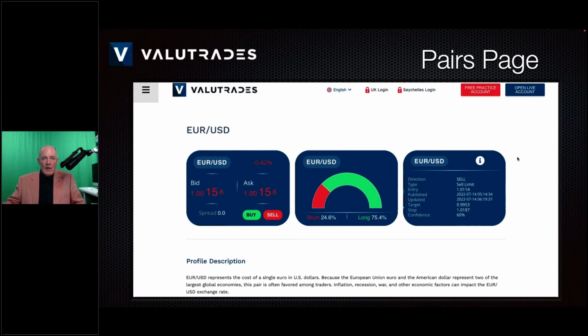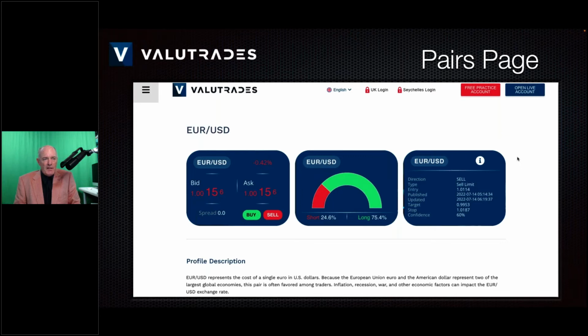Also on the pairs page, we will have the signals as well. So here we have a signal that's in place. It's a sell limit, and if you don't know what a sell limit is, that can be explained in other videos. Sell limit, buy limit, sell stop, and buy stop are detailed quite heavily in the signals webinars, and of course there are quite a few educational videos that we've done on this particular way of opening orders. In fact, we just did one recently on different types of order entries and positions. The date of the signals published, the target, the stop loss, and the confidence. So it will all be there for you on one simple page.